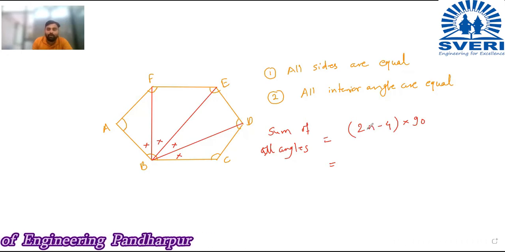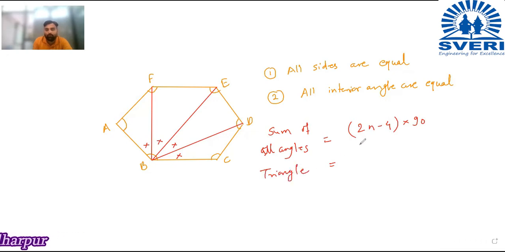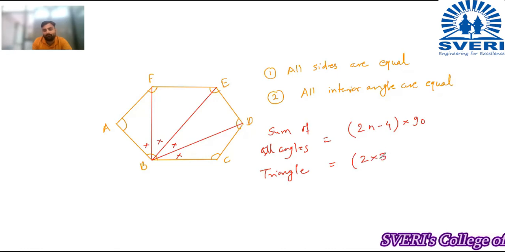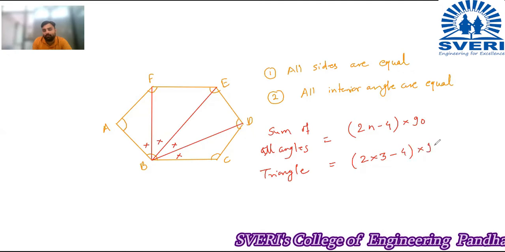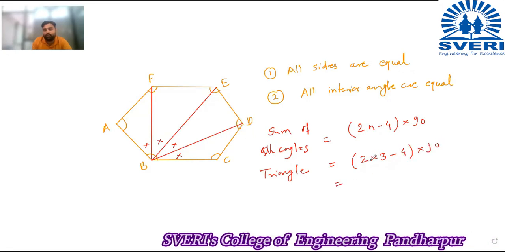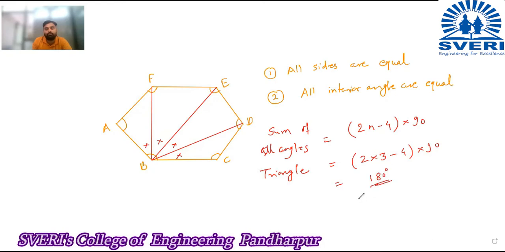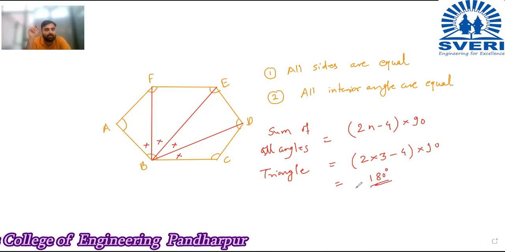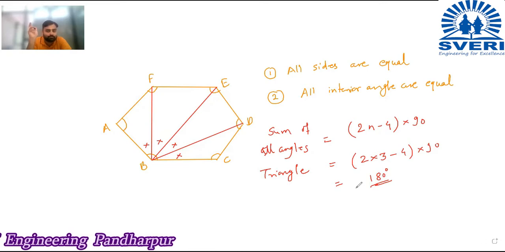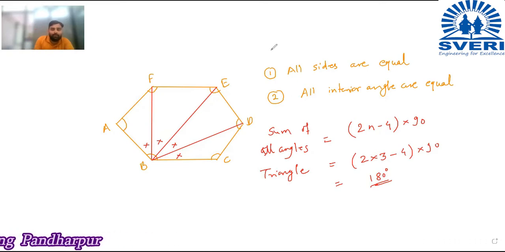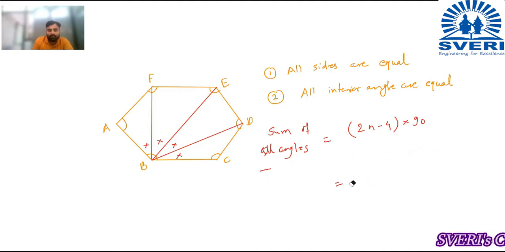Now first of all, let us try it for the triangle to verify the formula. If I put 2 into the number of sides, 3 sides for the triangle, minus 4, into 90. So how much is it? 3 into 2 is 6, 6 minus 4 is 2, 90 into 2 is 180 degrees. So we have verified our formula. What is the sum of the interior angles of a triangle? 180.